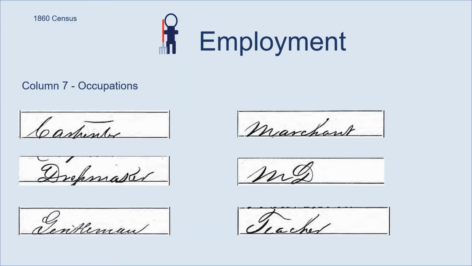Employment. Column 7 lists people's occupations. Below are a few occupations found in the 1860 census: carpenter, dressmaker, gentleman, merchant, medical doctor, teacher.